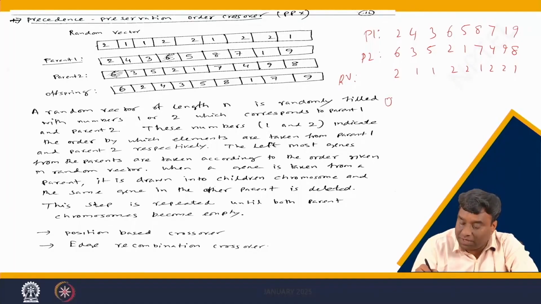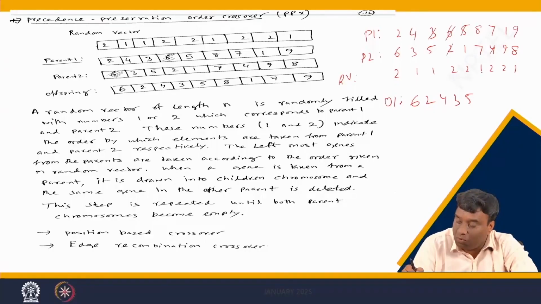Now the offspring, I am writing it as O1. The first one is 2 in the random vector, so the 6 will be copied from parent 2, and this 6 will be deleted. Now second is 1, so we need to take 2, and this 2 is deleted. Next is 1, so take 4, and this 4 is deleted. Next is 2, so 3 will come. Next is 2, so 5 will come, and we delete 5.